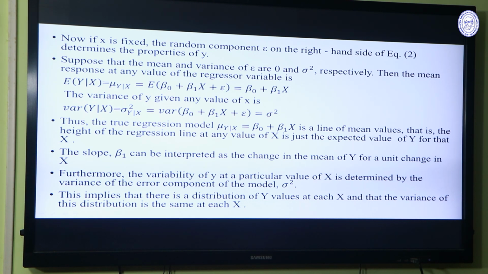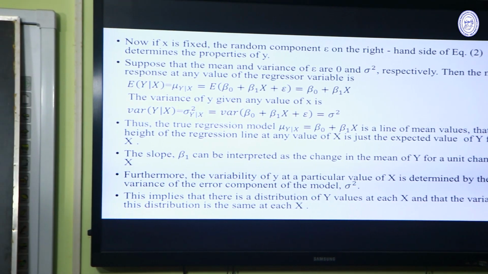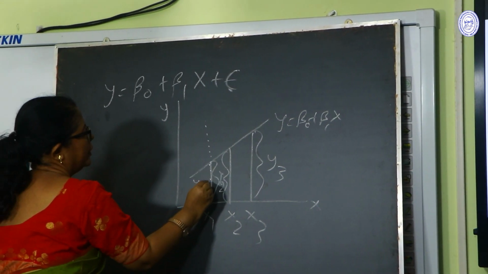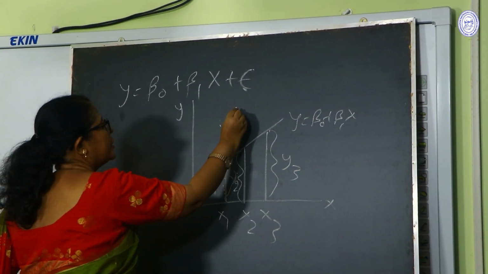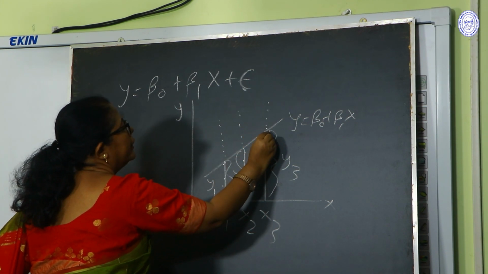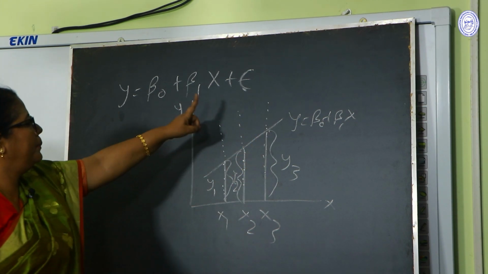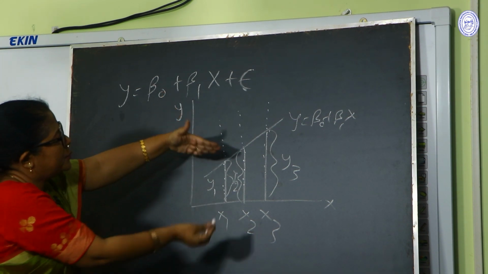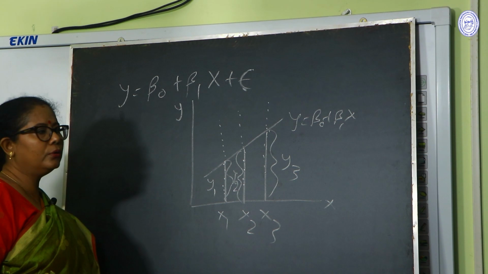Since this is the mean value, it will not be the actual value. In each case, the actual value may vary from here to here. The actual values will be like this. And how much will these actual values be spread around the mean value?